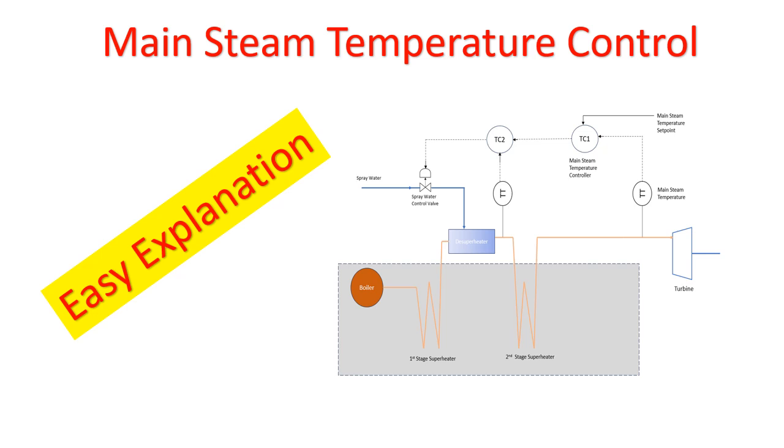Operating the boiler outside of this temperature range can seriously affect safety and economics of the boiler and turbine operations. In this particular video, we will be knowing how the main steam temperature is controlled. What are the mechanisms of this control? This is a very easy explanation. Just dive into it.